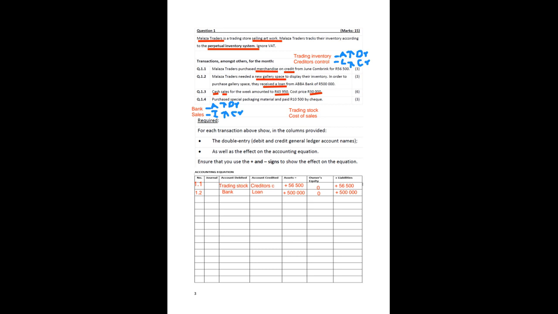Tell me, what are they? Trading stock. It's an asset. Thank you so much. What about the cost of sales? The word cost must give you something. Cost. What is it to us? Thank you, Mavi. Expense. Can you see now? Because it's a cost. So let's check the movement. What will happen to the trading stock? Is it going up or down?